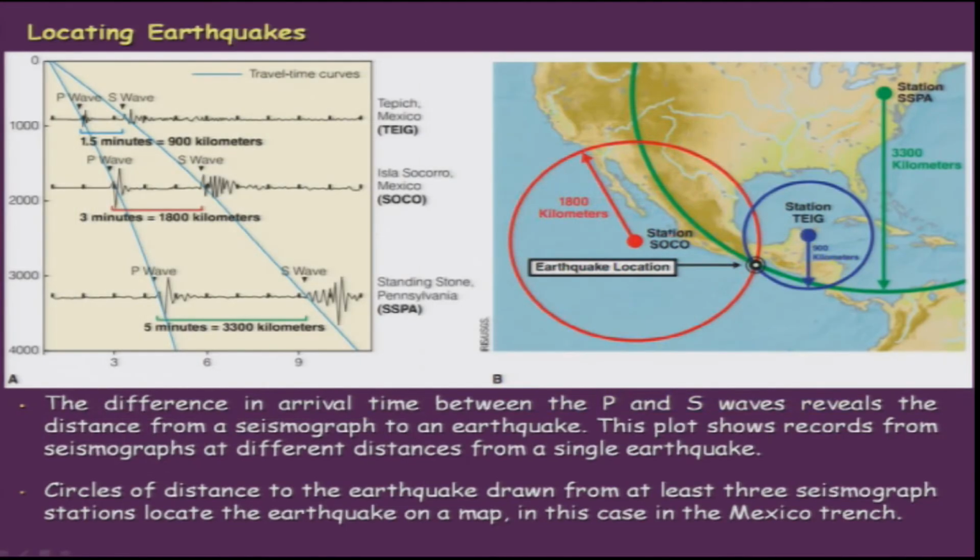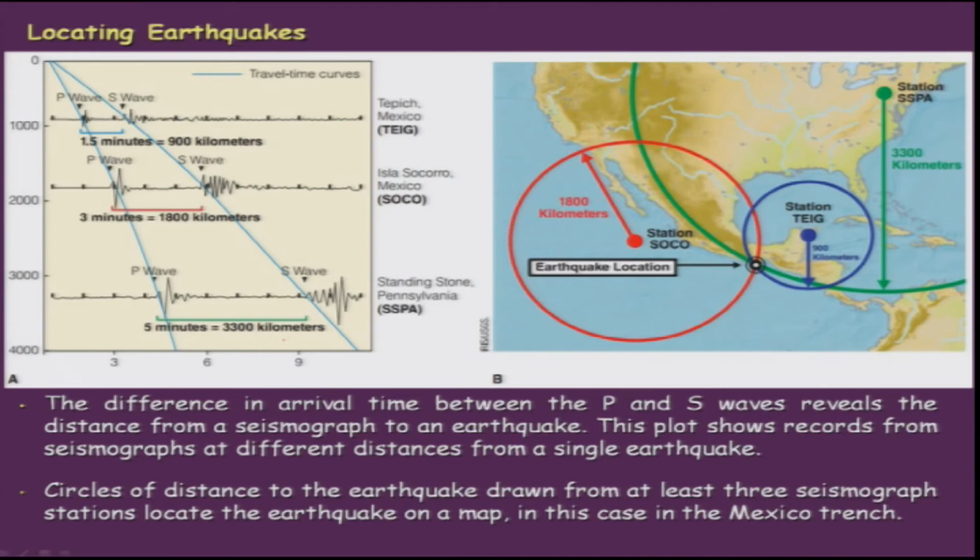This is again the same, showing the curves which are available, and here they have put in the data from the different stations. You have one station here: this is the P wave arrival time, this is the S wave, and the time here is equal to 900 kilometers. Then 3 minutes is around 1800 kilometers, then 5 minutes is 2300 kilometers.